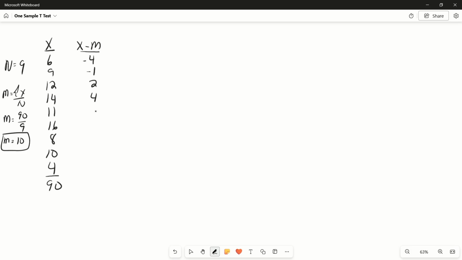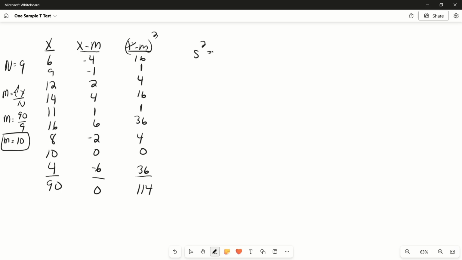Subtract 10 from each of these values. This column will add up to 0 if you did it right. It does. Make an (x minus M) squared column. Square these deviation scores. This is 114.